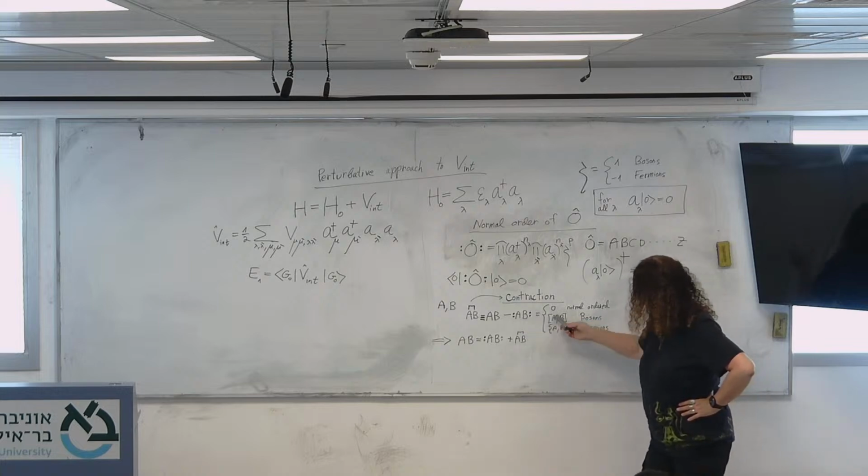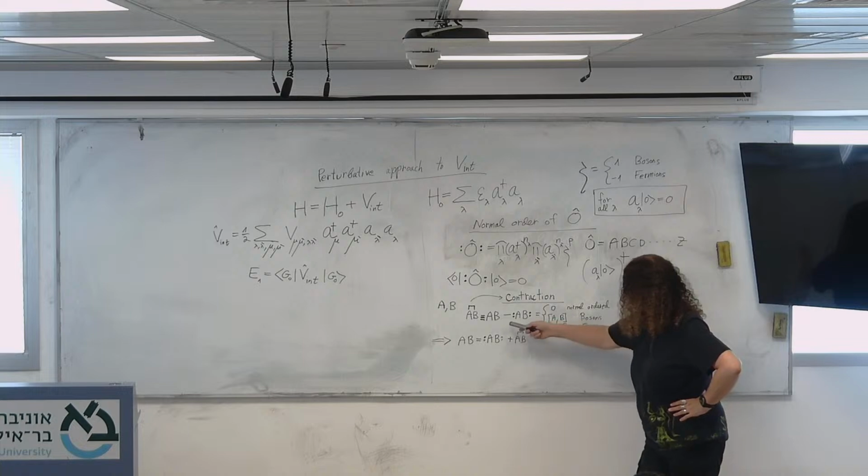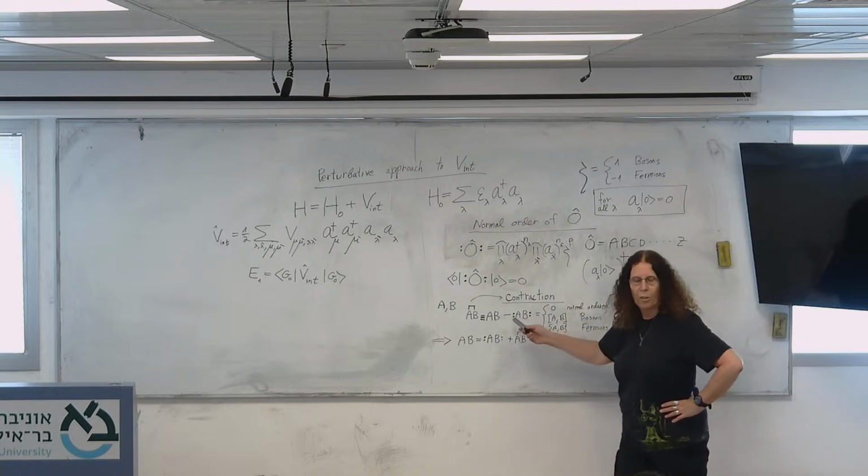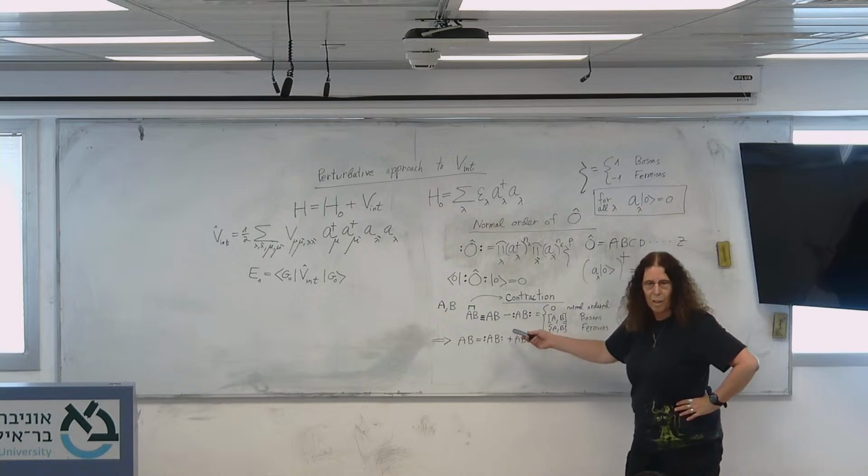No, so again, if it's already normal ordered, I get 0. If it's not normal ordered, I don't get 0, I get the commutator.